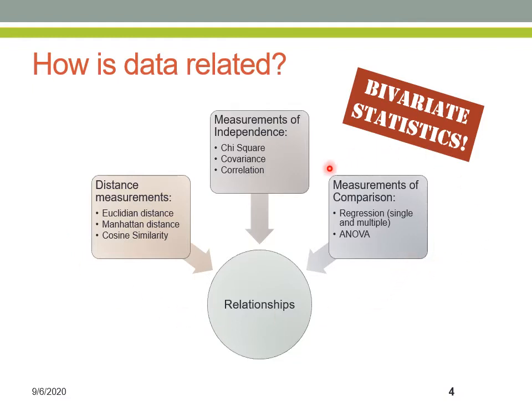Lastly, a third strategy of determining the relationship among data are measurements of comparison, namely regression, single and multiple regression, and ANOVA, the analysis of variance. Now here we are talking about bivariate or multivariate statistics.